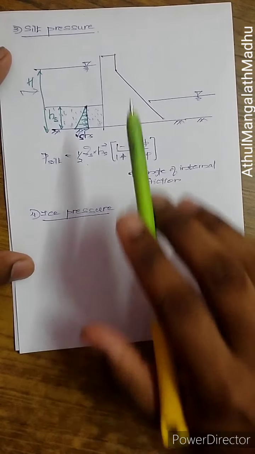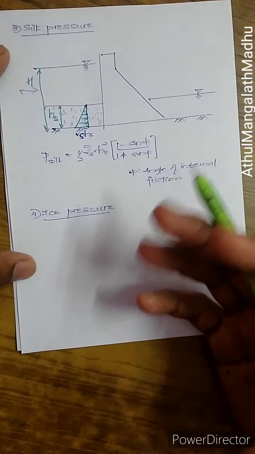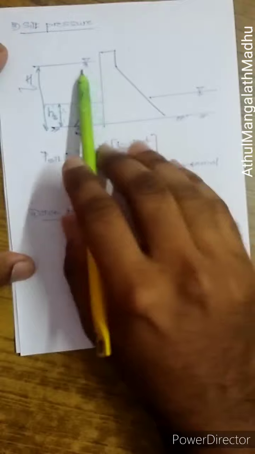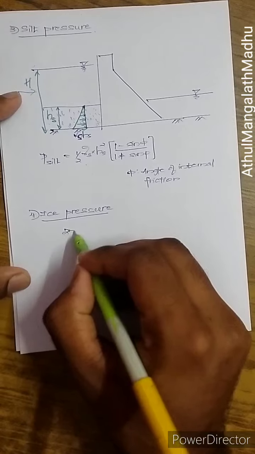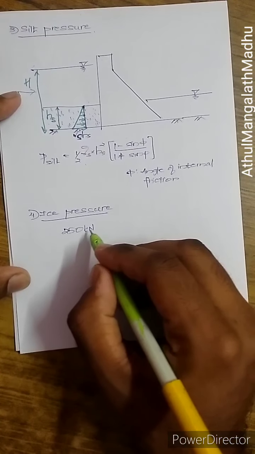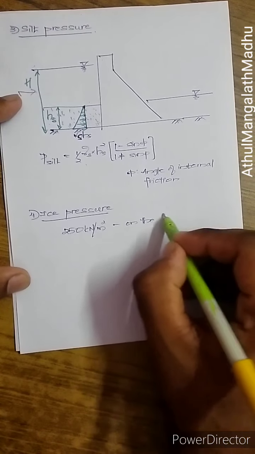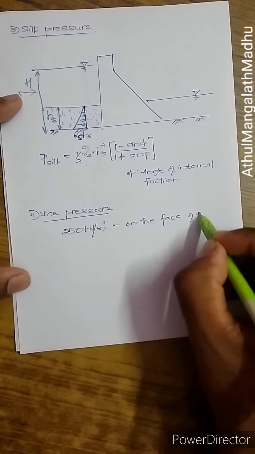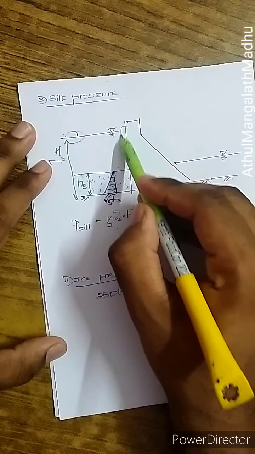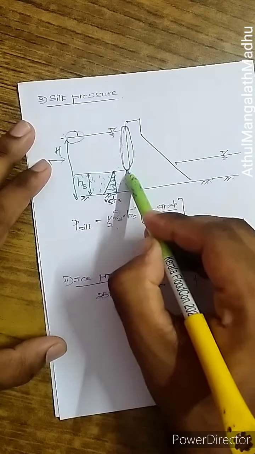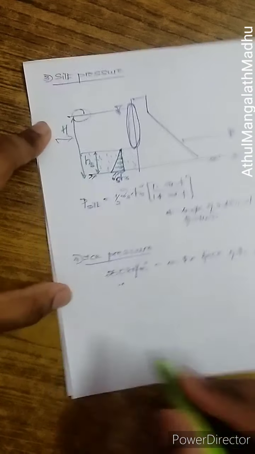Next is ice pressure acting on the dam, and this usually happens in cold countries. Because of the expansion and contraction of ice at the surface of water, it will exert some pressure, and that ice pressure is given by 250 kilonewton per meter square. This occurs only on the face of the dam, because if ice is forming here, it does not have any impact here. So the ice pressure on the face of the dam is taken to be 250 kilonewton per meter square.